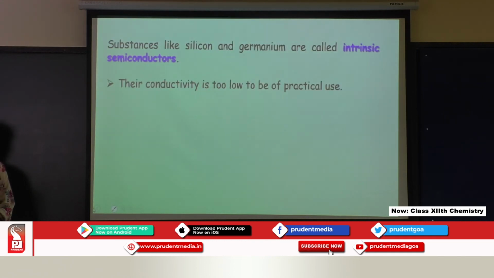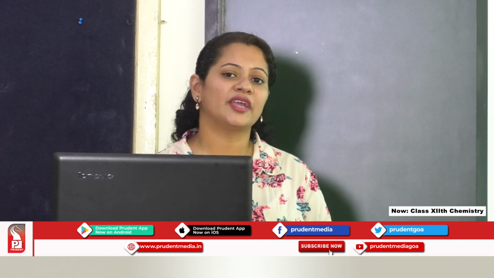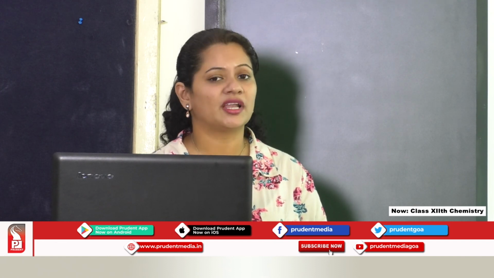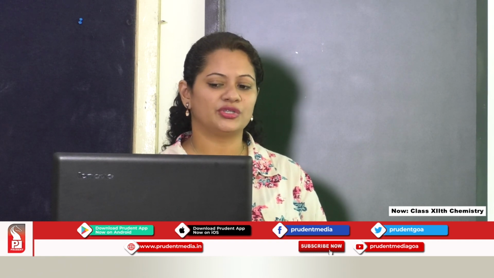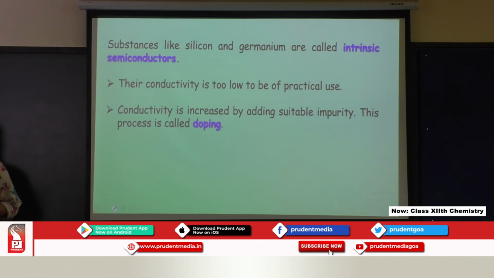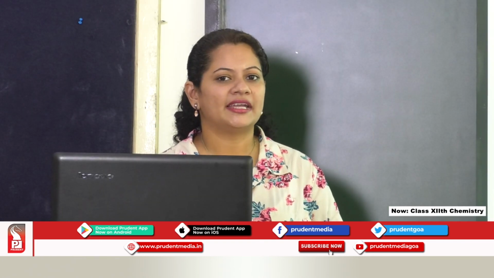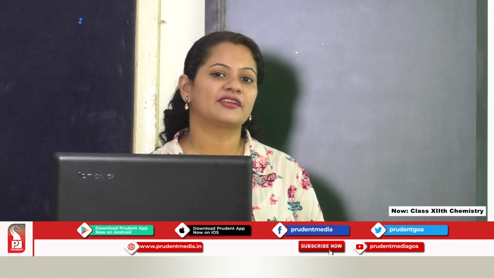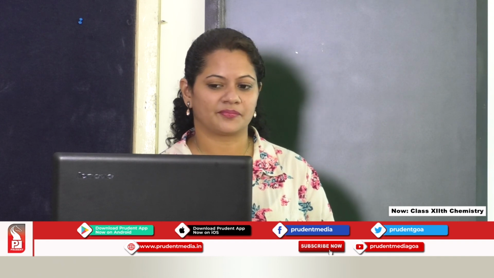Substances like silicon and germanium are called intrinsic semiconductors. Their conductivity is too low to be of any practical use. Hence, we would like to increase their conductivity. This can be achieved by a process called doping. Doping is carried out by the addition of a suitable impurity to semiconductors. Doping can be done by adding an electron rich or an electron deficient impurity to a silicon or germanium crystal.